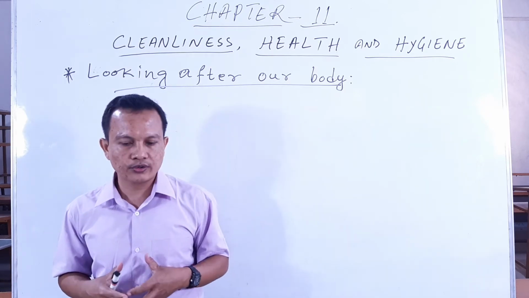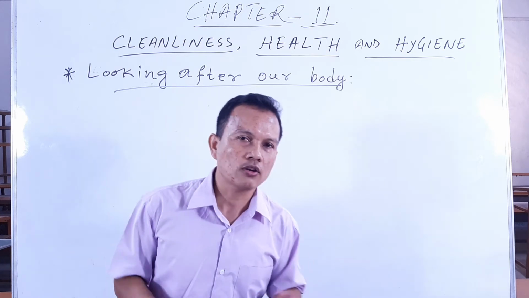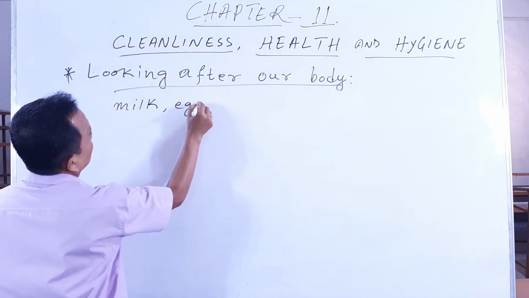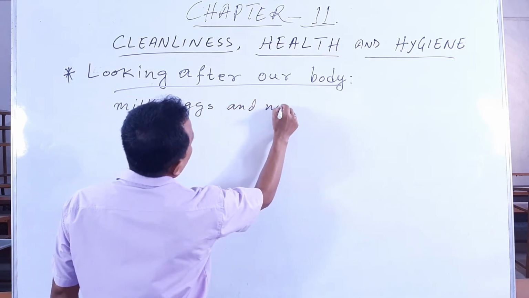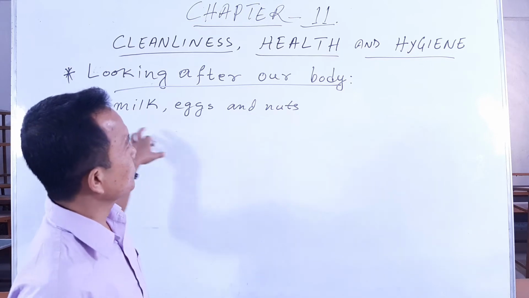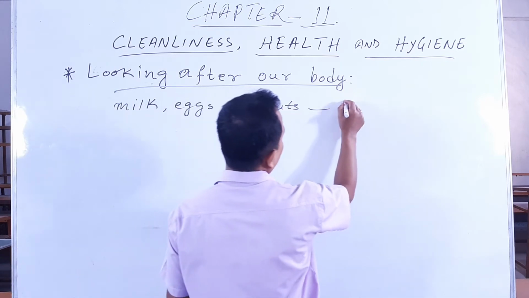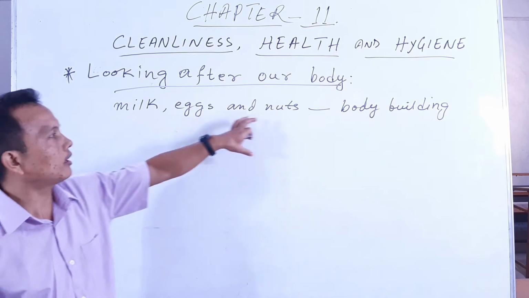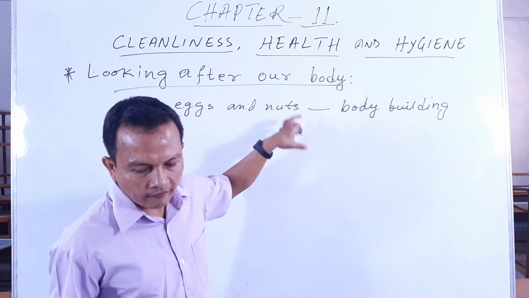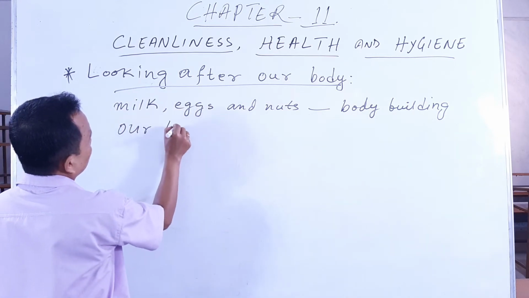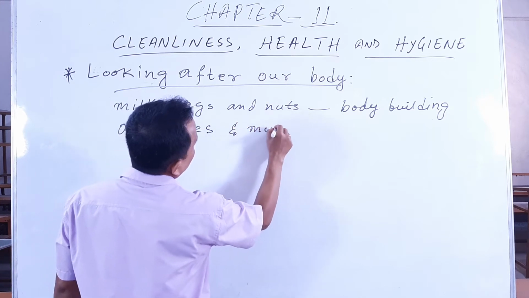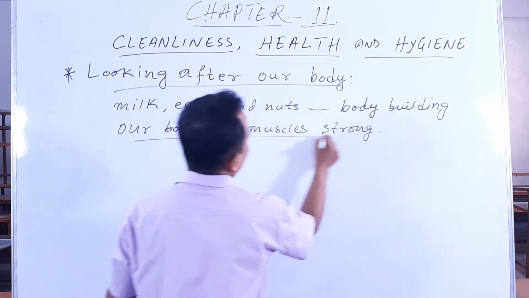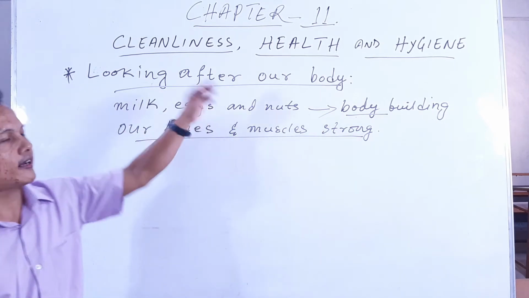So for energy building, or body building, what do we do? We need to have lots of milk, eggs, and nuts. Why do we need these food items? This is for bodybuilding. If we eat regularly, we can maintain and it will keep our bones and muscles strong. This is bodybuilding: milk, eggs and nuts.